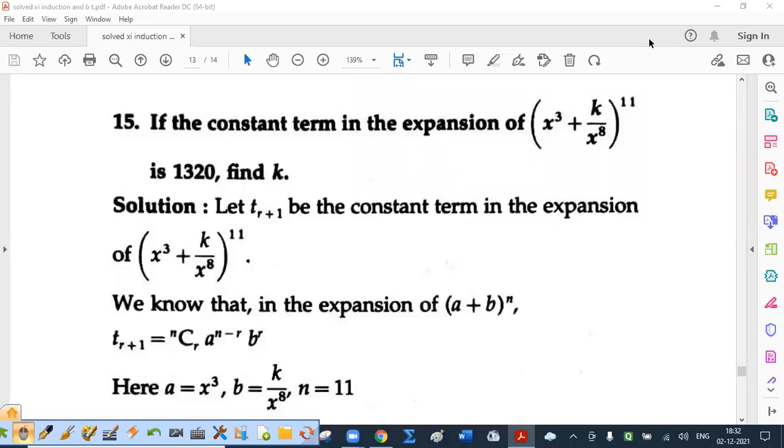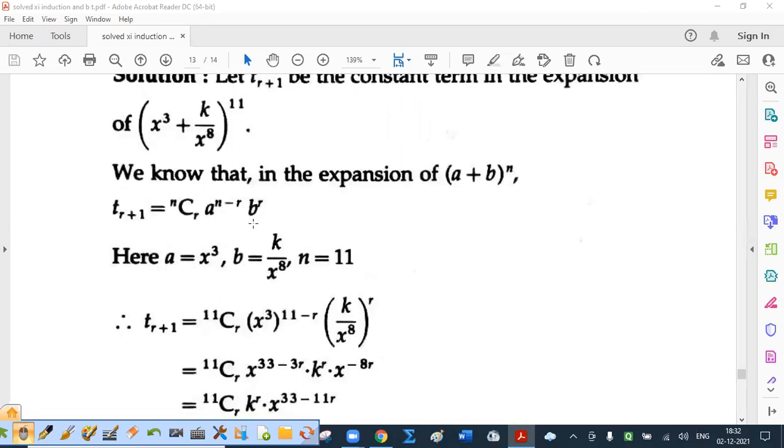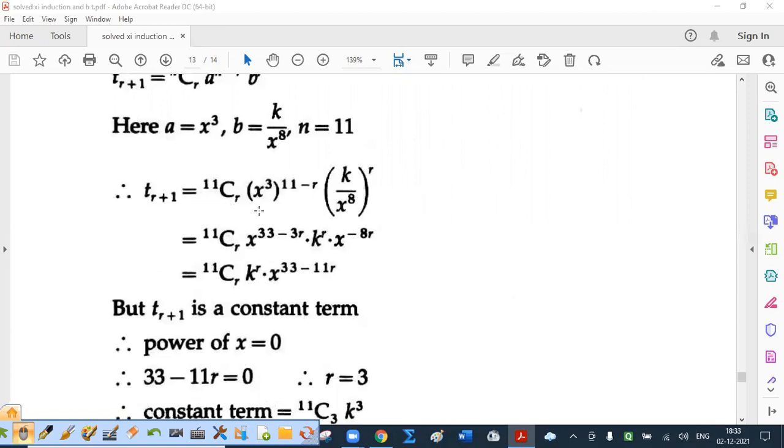Sum number 15. If the constant term in the expansion of (x cube + k upon x) raised to 8, raised to 11, is 1320, find k. Let T(r+1) be the constant term in the expansion. We know that in the expansion of (a + b) raised to n, T(r+1) is nCr a raised to n minus r b raised to r. So a is x cube, b is k upon x raised to 8, n is 11. So this is the general term.